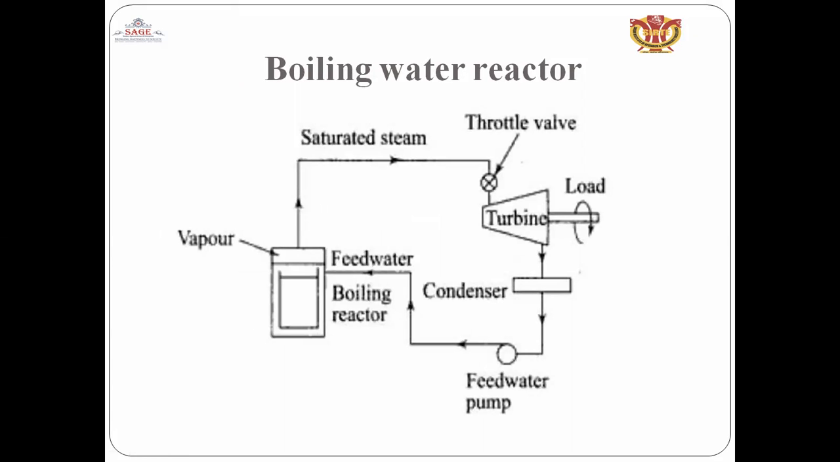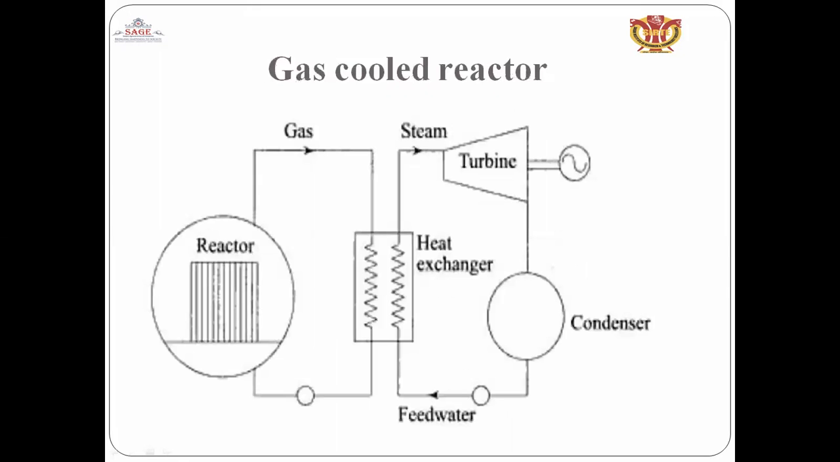Boiling water reactor, also known as the BWR, where the boiling water is used in saturated steam form, and the expansion of the steam takes place in the turbine section. Vapor is generated here through the boiling reactor, and the feed water is supplied from the feed water pump. The condenser unit is used for condensing the liquid. This is the vapor section where the saturated steam is prepared, and after throttling, the steam passes through the turbine. The turbine is connected to the generator, where the mechanical energy is converted into electrical form.